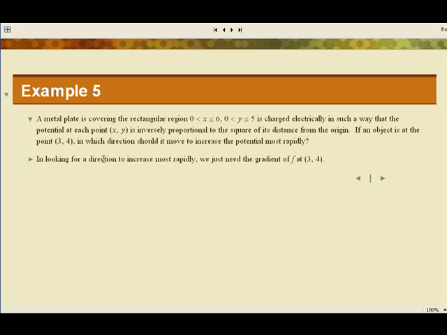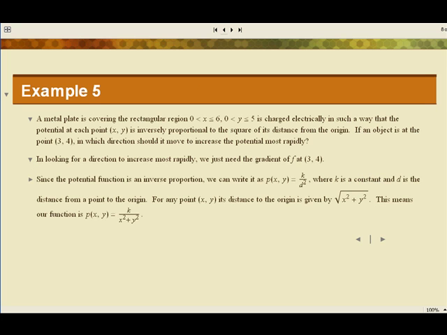Right, so in looking for a direction to increase most rapidly, all we're going to need is the gradient. Anytime I'm looking to increase most rapidly, that's going to be the gradient. So we want the gradient of f at the point (3, 4). To compute the gradient, first I need an equation. All I have is that the potential is inversely proportional to the square of my distance from the origin. That means I can set up a proportion where potential is k over some value, and in this case it's k divided by the distance from the origin squared, so k over d squared.